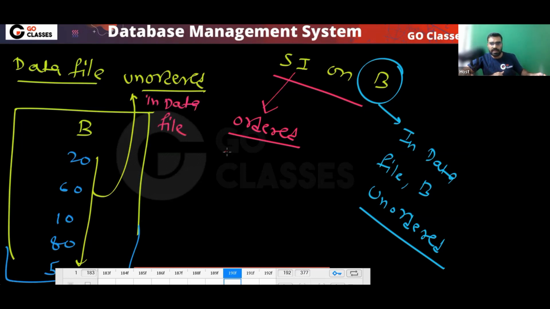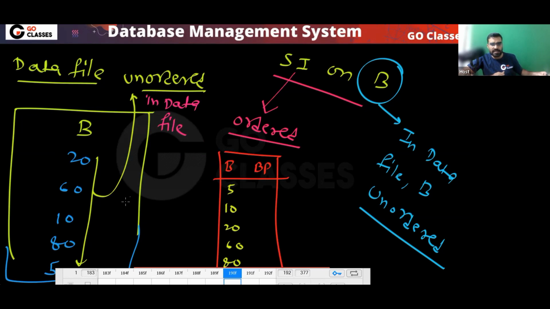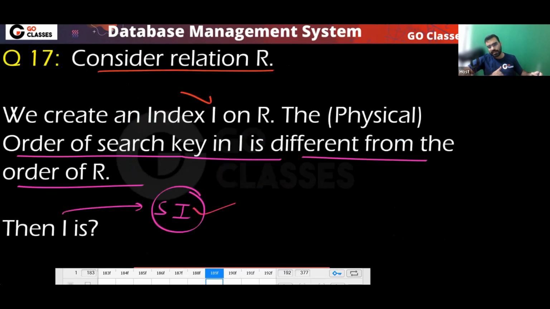Now, in the index, you have B and a block pointer. In the index, this will be sorted: 5, 10, 20, 60, 80. So you can clearly see that this order and this order are different. So your answer is that your index is a secondary index.